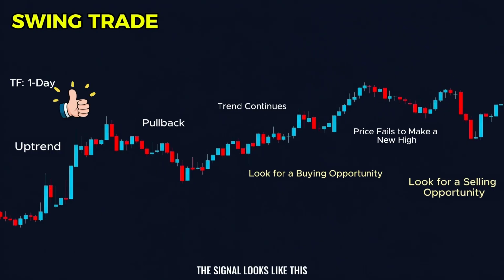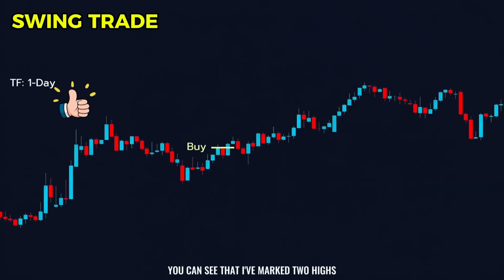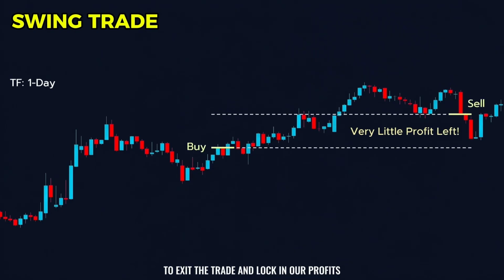The signal looks like this. You can see that I've marked two highs. The second high is the most recent high. Notice that the price is no longer able to make a new high. That means the momentum is likely fading. This is the time to look for an opportunity to exit the trade and lock in our profits.